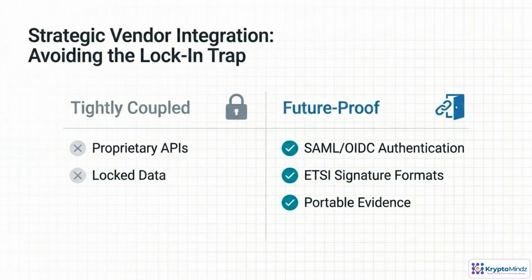When you integrate a trust service vendor, the big decision is tight coupling versus open, future-proof design. If you rely on proprietary APIs and store evidence in their closed formats, swapping vendors later is painful and expensive. Instead, push for open standards: SAML or OpenID Connect for authentication, ETSI compliant signature formats, and exportable evidence packages. By doing that, the bank keeps control of its data and can change providers without redesigning the whole solution.